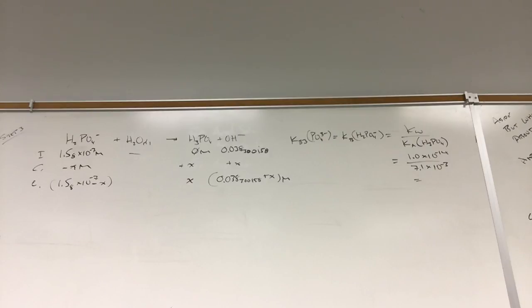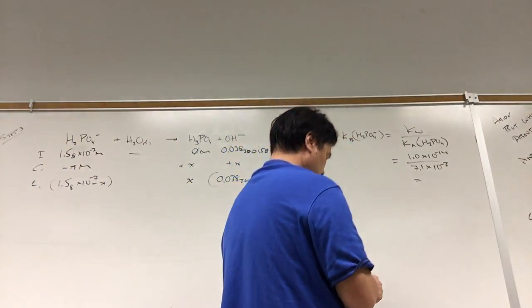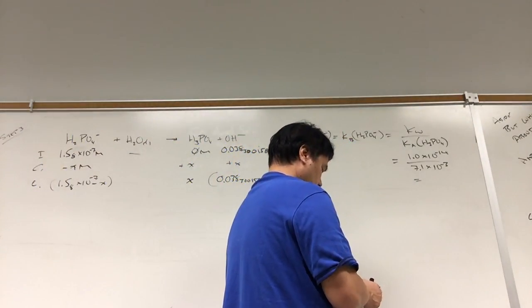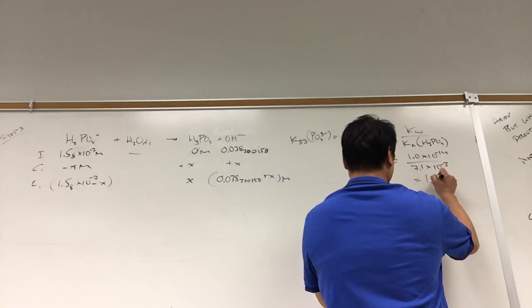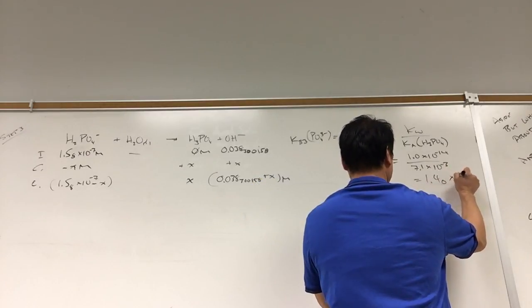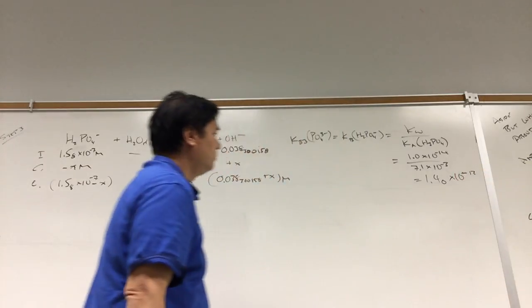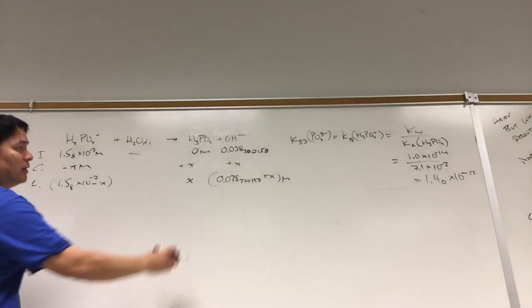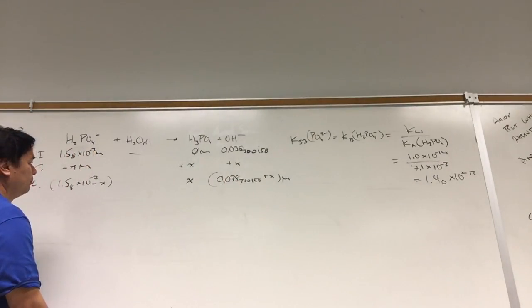Oh, dude. 1 times 10 to the negative 14 divided by 7.1 times 10 to the negative 3 gives 1.40 times 10 to the negative 12. So it's quite small, Kb. It's quite small, and I already have a lot of common ions. Therefore, I don't expect X to be very big.